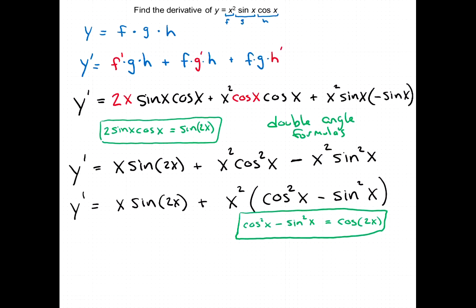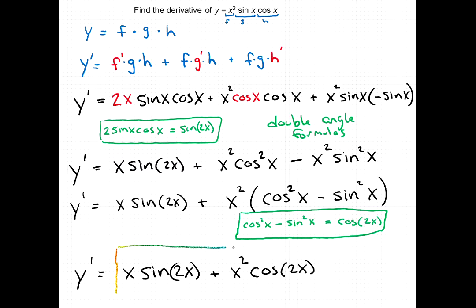So it looks like we could write y prime as x sine of 2x plus x squared cosine of 2x. We could factor out one of the x's, but I don't think that's going to help us much. So this is about as condensed as we can get for our derivative.